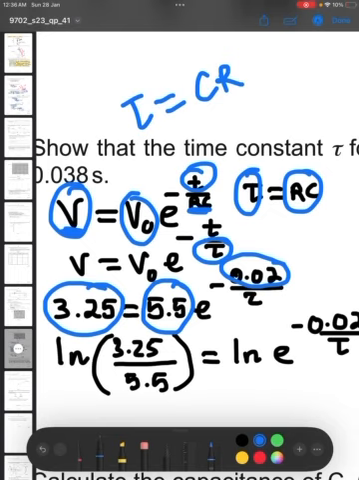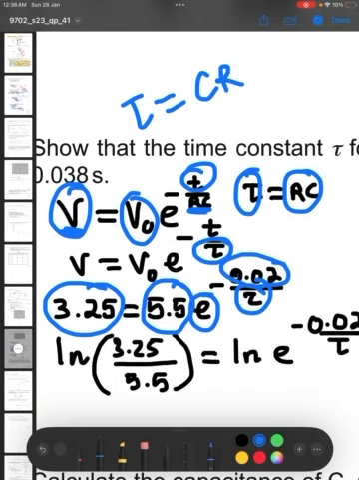Then because we want to find tau, but tau is contained in an exponential, we take logarithms on both sides, because it's only the ln logarithm which is able to remove the exponential.